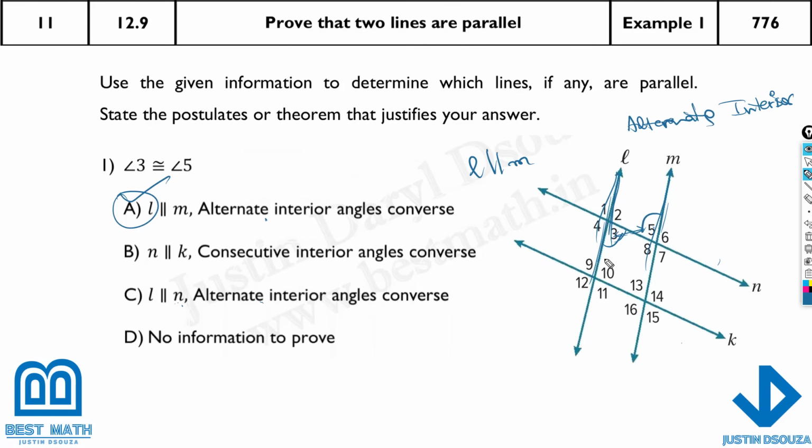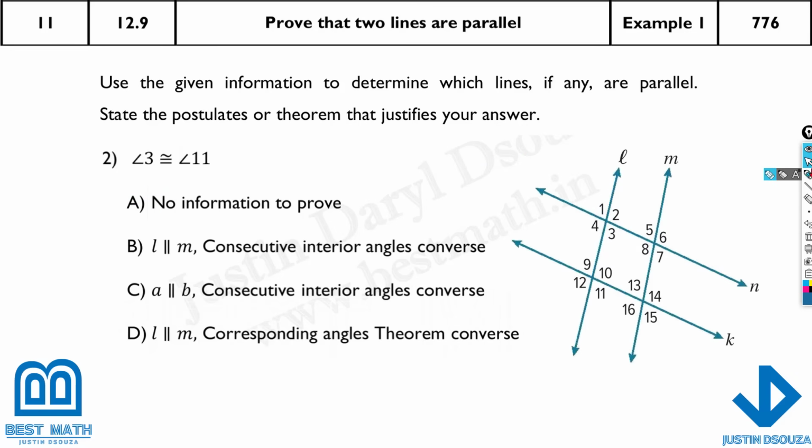Because if these two lines are parallel to each other, then these both are congruent to each other because of alternate interior angles. But now they have told us these both are congruent. Therefore, these two lines are parallel because of alternate interior angles converse. Because of this, we tell the other way around. That is the answer. Now, what about the next one?